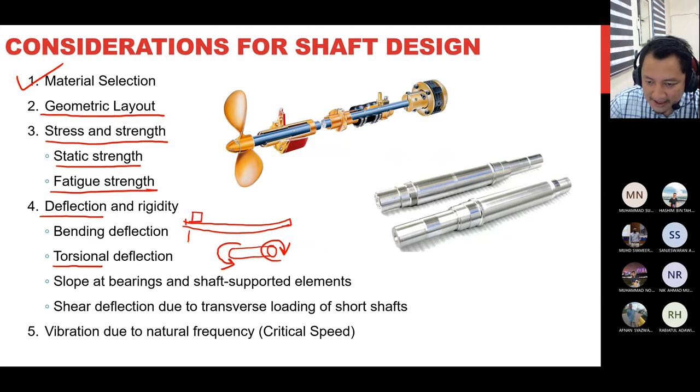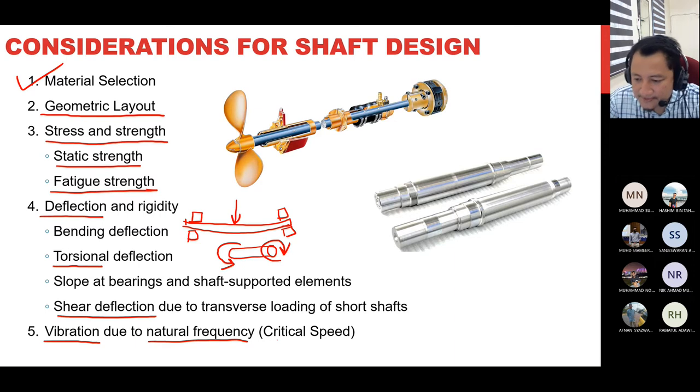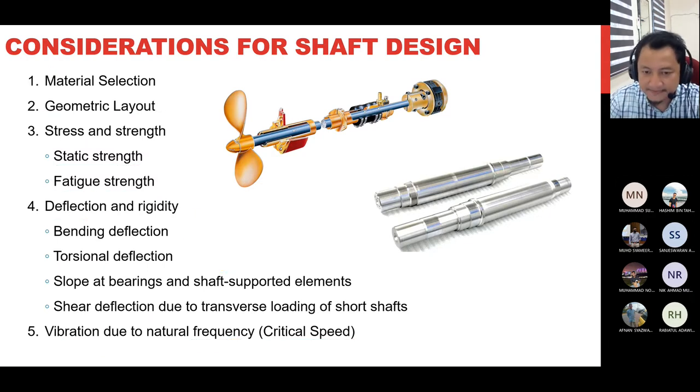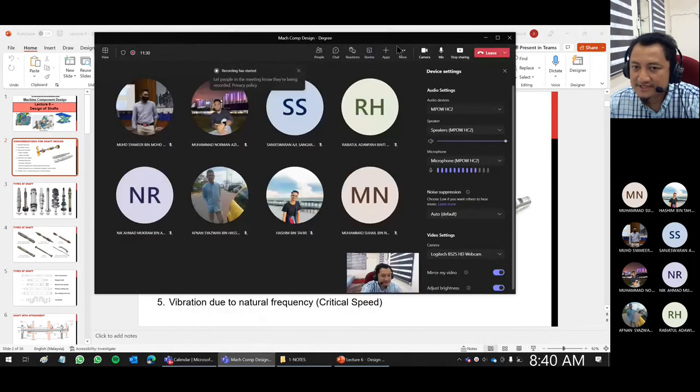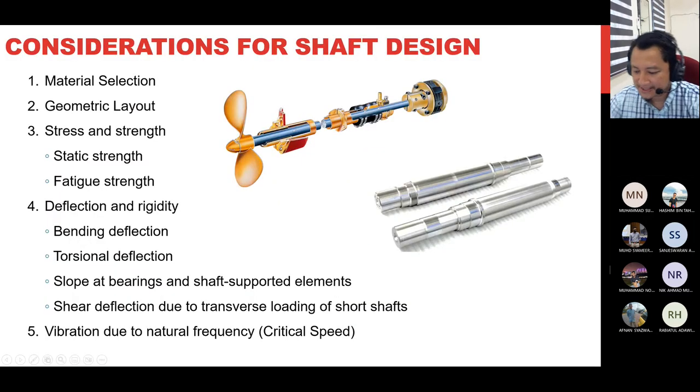Once you support, maybe here and here and over here and over here, and you apply a load, it's going to bend. And what are the slope at bearings? What are the shear deflections due to transverse loading? And one more important thing is something called vibration due to natural frequency. So this is with regards to critical speed of the shaft itself. Maybe you have learned this a lot in your vibrations class. So there are many things that we have to consider when we are designing shafts. So we have to look at some of the theories first. Later on, we'll do some calculation.